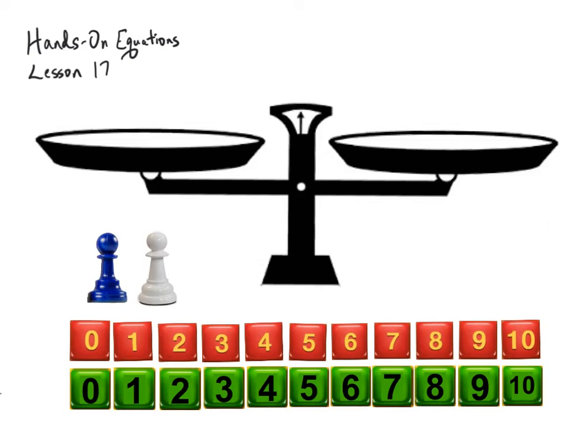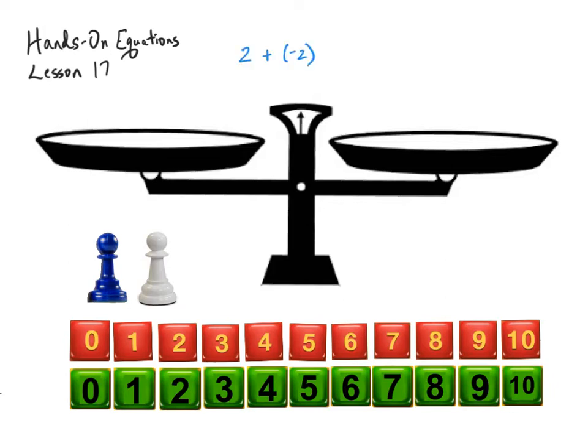This video is lesson 17 of the Hands-on Equations learning system. In this video, we're going to look at how you can solve basic addition and subtraction problems with negative numbers by using the Hands-on Equations learning pieces. You'll notice that there's a new set of blocks, and just like the blue and the white pawn, the X and the star are opposite of each other, the red and the green blocks are also opposites of each other.